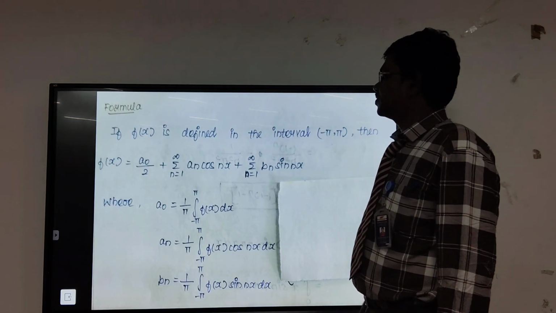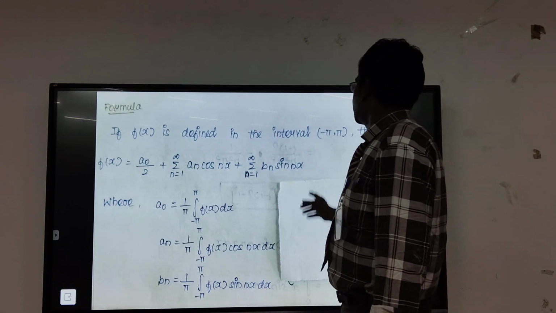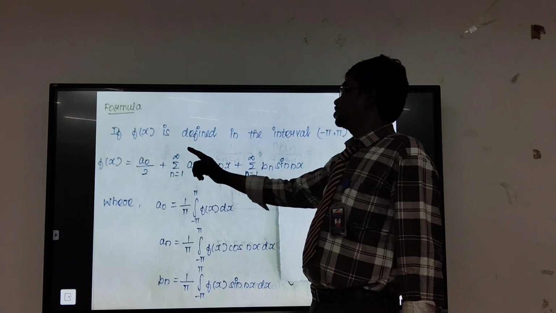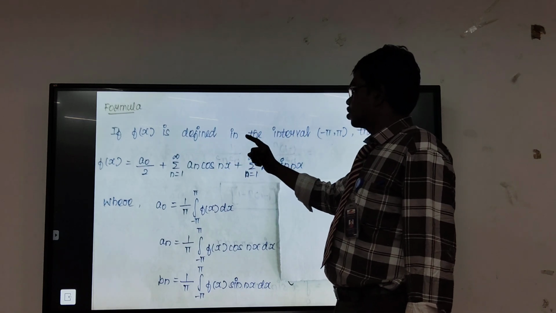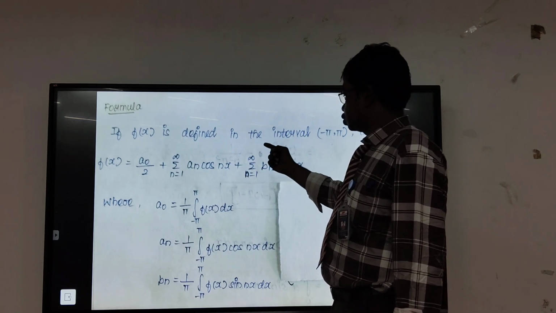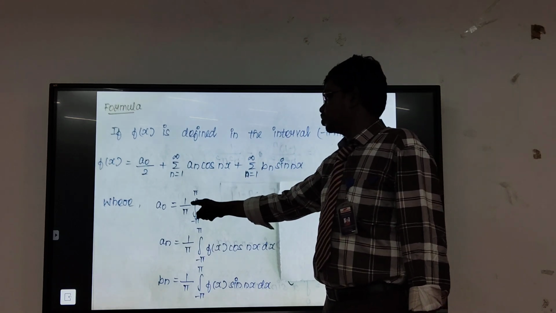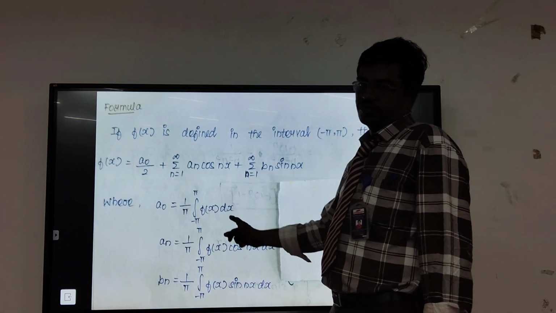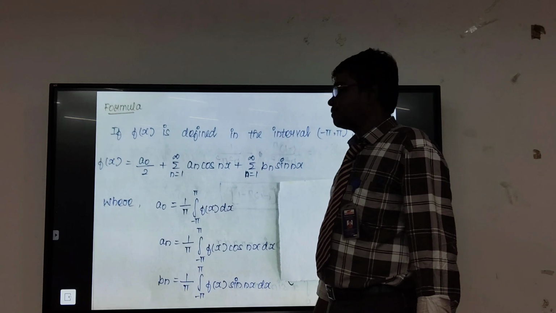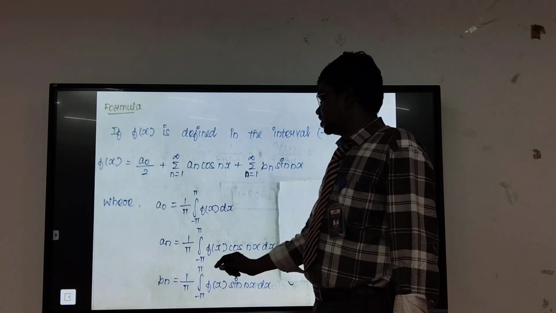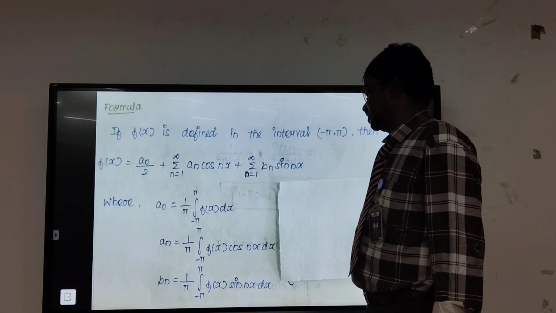So what is this? The formula for minus pi, pi. If f of x is defined in the interval minus pi, pi, then f of x equals a naught by 2 plus sigma n equal to 1 to infinity an cos nx plus sigma n equal to 1 to infinity bn sin nx, where a naught is 1 by pi integral minus pi to pi f of x dx, an equals 1 by pi integral minus pi to pi f of x cos nx dx, and bn equals 1 by pi integral minus pi to pi f of x sin nx dx.